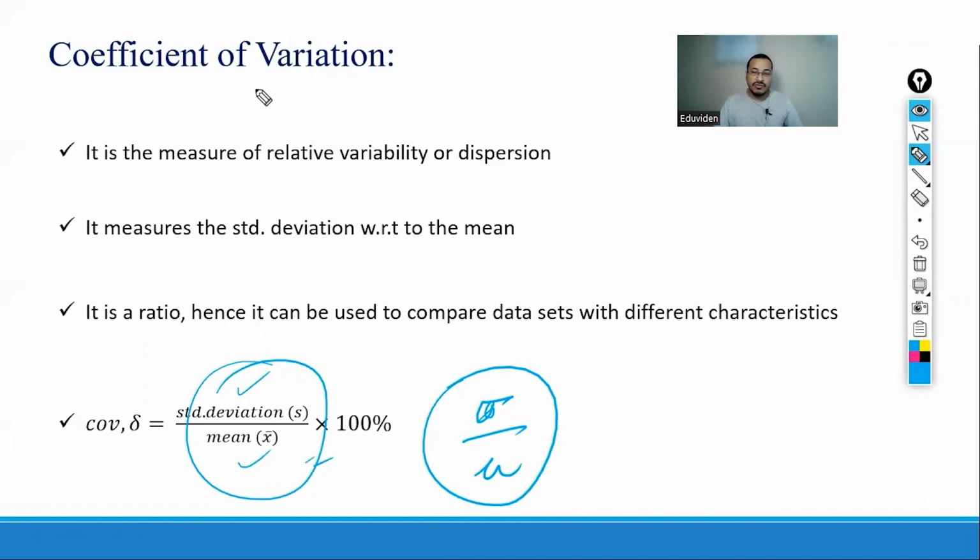So what is the coefficient of variation? It's a relative measure of variability or dispersion. It measures the standard deviation with respect to the mean. Typically, we use the coefficient of variation to compare the relative spread of data between two different data sets. And I'll show you how.